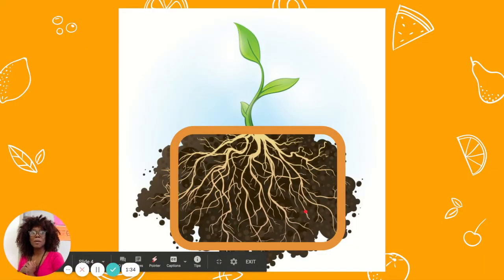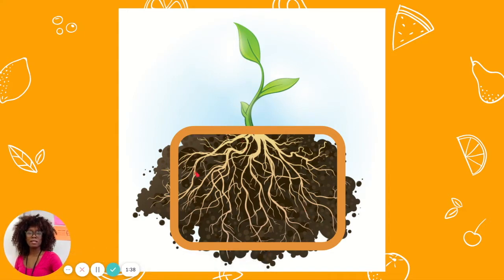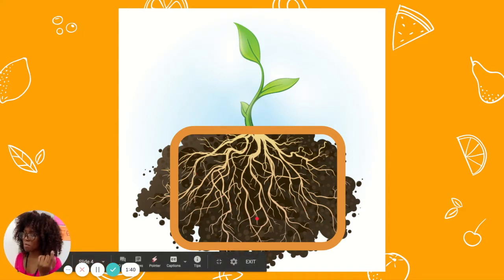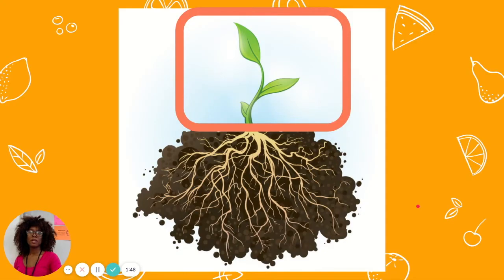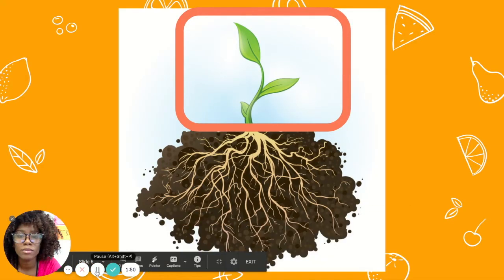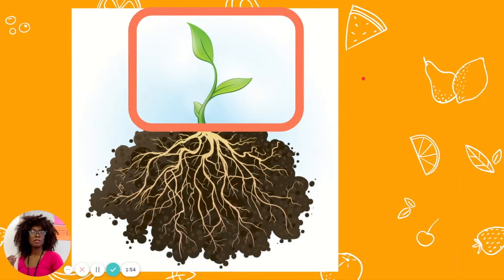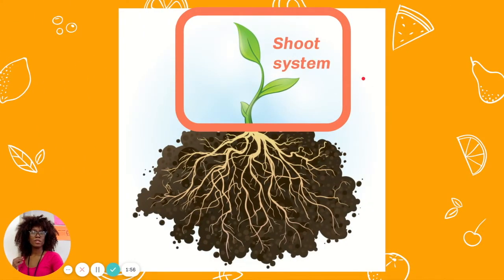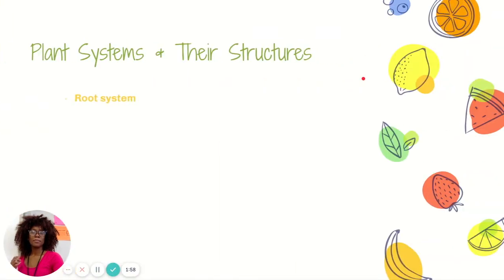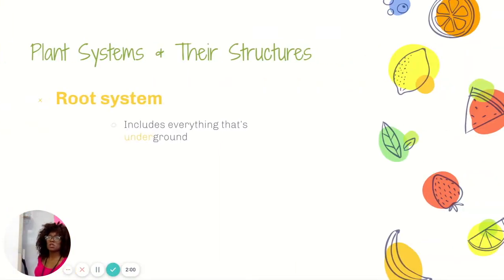Okay, so let's talk about plants. So this right here, you can see this is a plant, right? And we see some things down here. I'm not going to say what they're called. You probably already know. What is this system called, do you think? Definitely going to be the root system. How about this system? What do you think this is called? The shoot system. Okay, so we're talking about roots and we're going to talk about shoots.